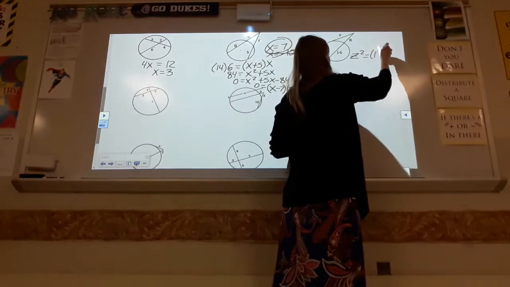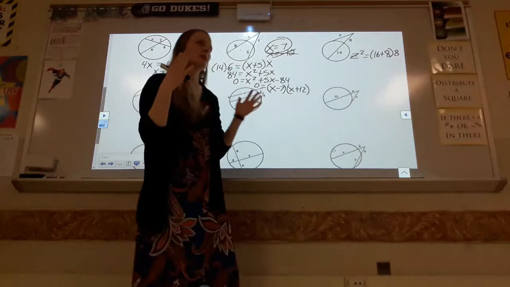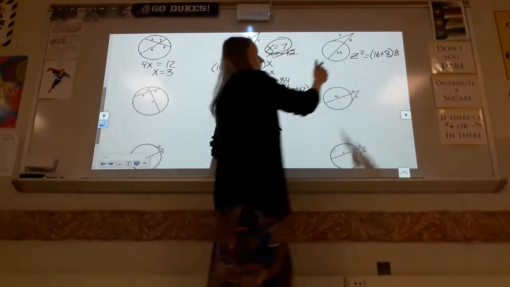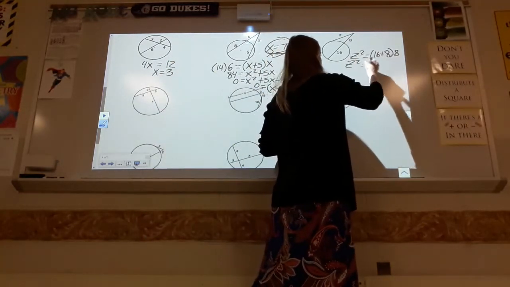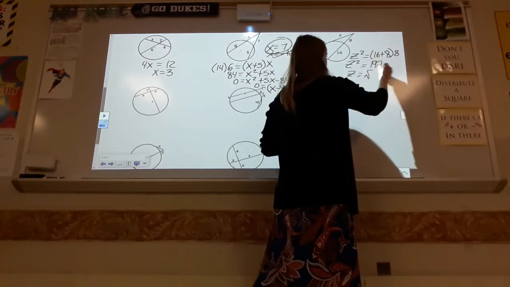Z squared equals 16 plus 8 times 8. So the tangent squared equals the full length of the secant times the outer segment. So when I multiply those together, I get 192. And you're going to take the square root of that and then simplify.